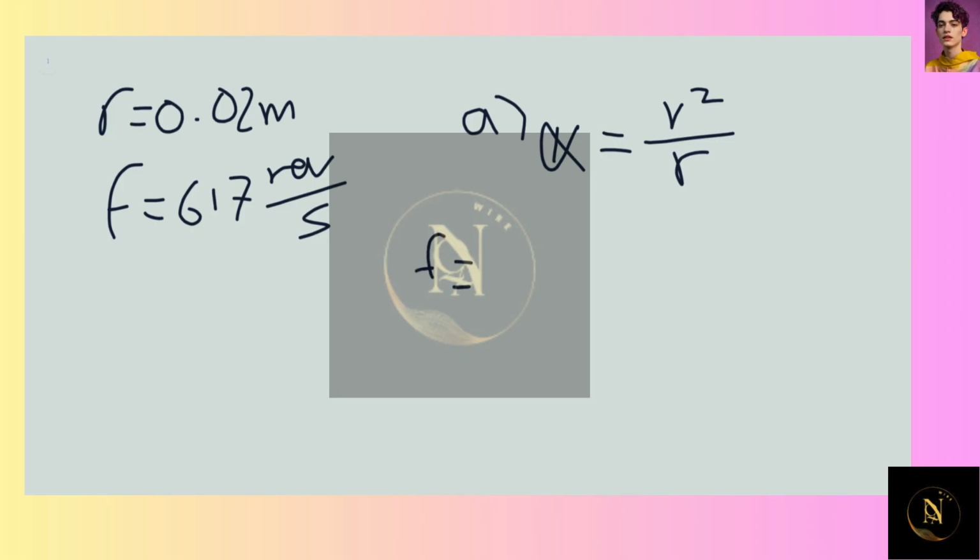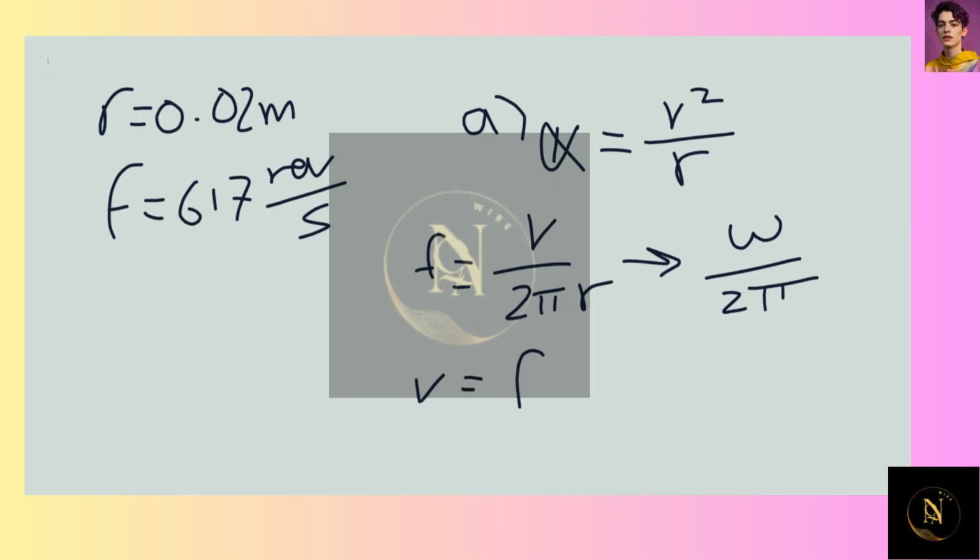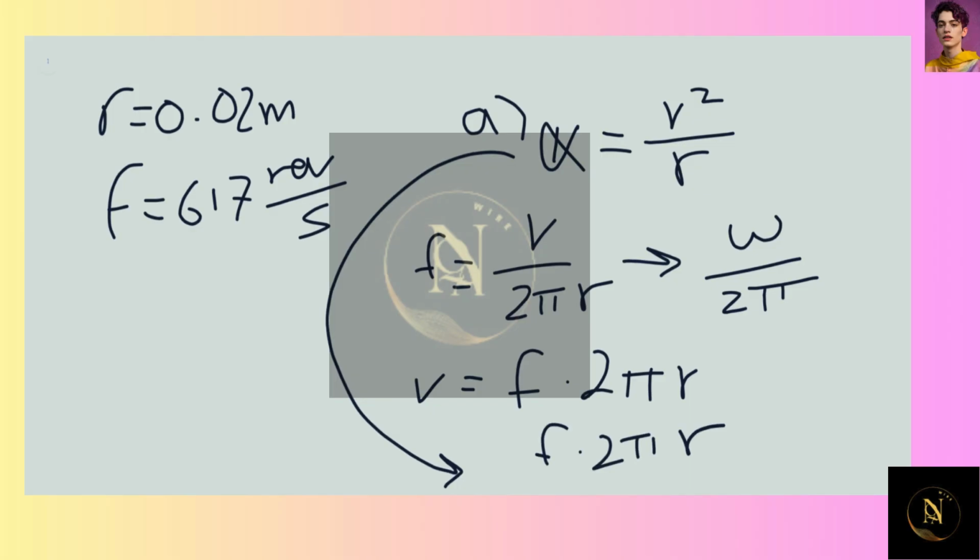Frequency is equal to v over 2 pi r, and if you're confused by that, that comes from the fact that frequency is equal to omega over 2 pi. Now we can rearrange that to solve for v, which is then equal to f times 2 pi r. That gets plugged back in to our first equation, and now we have everything in terms of given quantities.